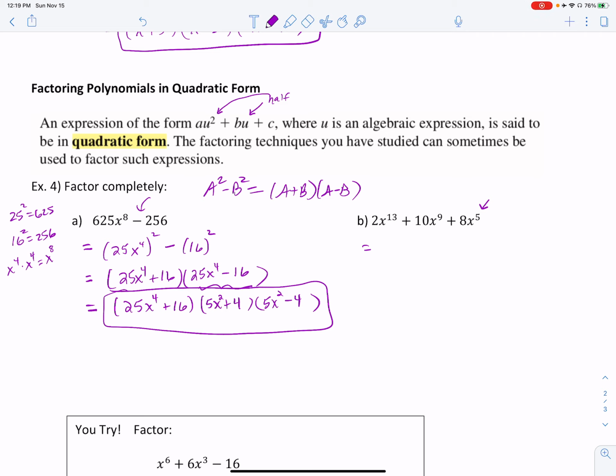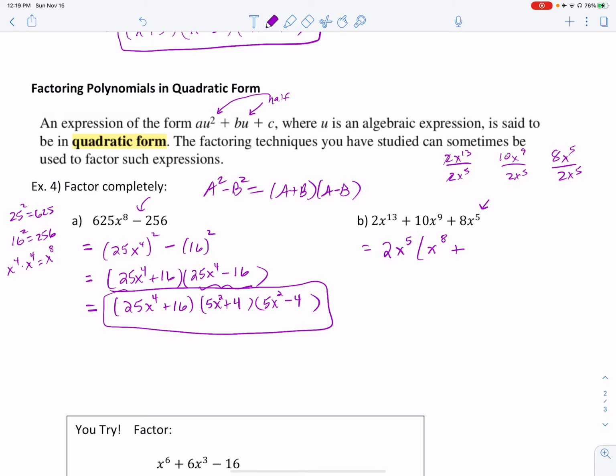Factor completely. In this next one, I have a common monomial factor. I can take out the x to the fifth, because you take out the base to the smallest exponent that is common to each one. And then each of the terms are even, so I can take out a 2x to the fifth. And so I am taking 2x to the 13th divided by 2x to the 5th, 10x to the 9th divided by 2x to the 5th, and 8x to the 5th divided by 2x to the 5th.